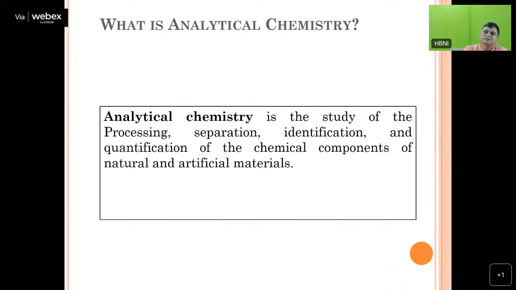So analytical chemistry is the study of processing, separation, identification, and quantification of the chemical components of natural and artificial materials. During the course of these 6 lectures, we will proceed like this. First, after the initial basic understanding of analytical chemistry, we start with sample collection, processing, then separation, identification, and the quantification methods. Actually, different quantification methods which we will study.